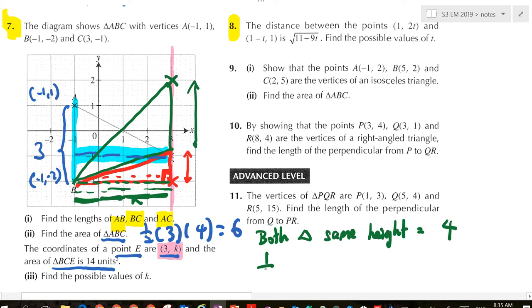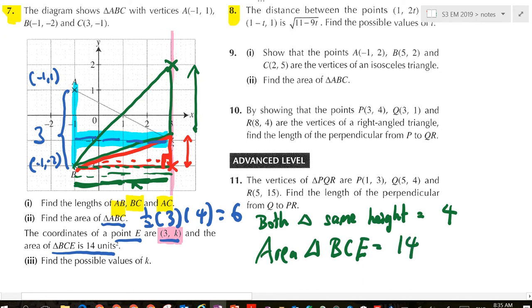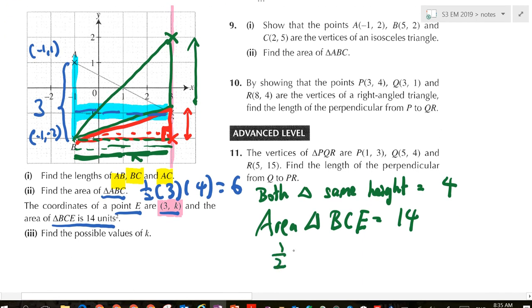So area of triangle, so let's try. Area of triangle BCE is 14 units. Half times 4 times unknown is 14. What is unknown? Times over is 28. Divide by 4 is 7. Am I correct? So 7 units. So BCE base is 7 units.